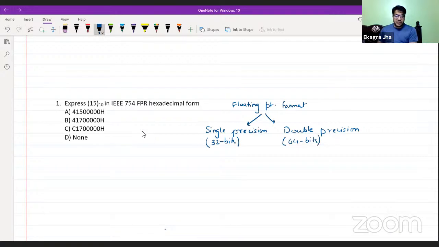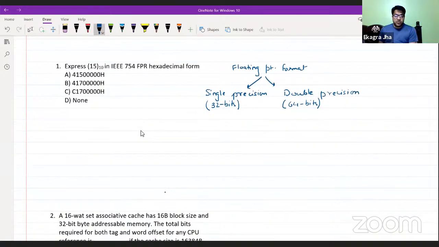Just take it this way: to store any variable in C programming, we have two floating point data types, not the modifiers but the data types. One is float, another is double. Float is usually 4 bytes and double is 8 bytes. So here single precision is just like the float data type in C, and double precision is just like the double data type in C.